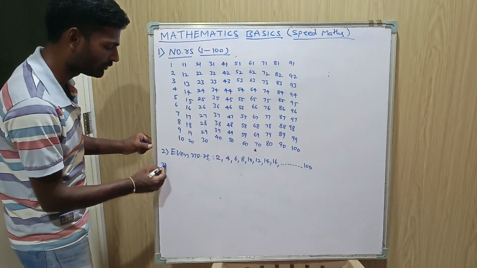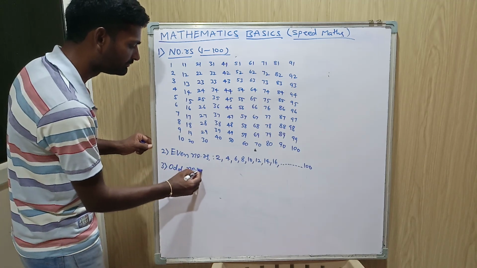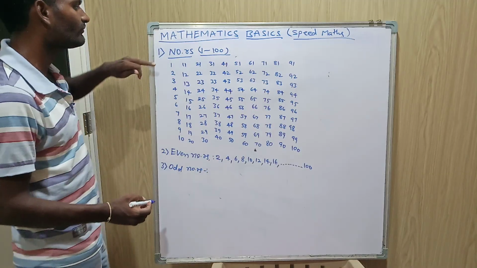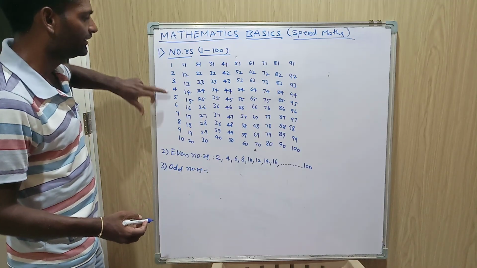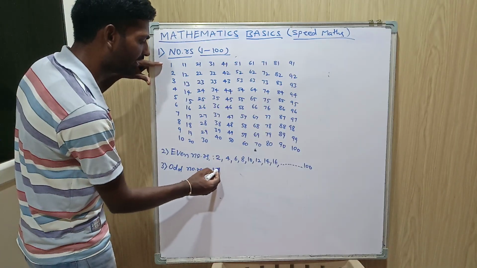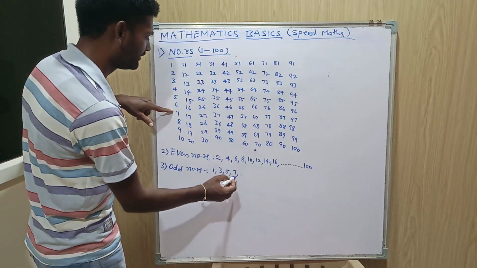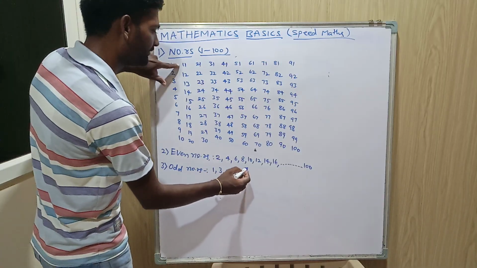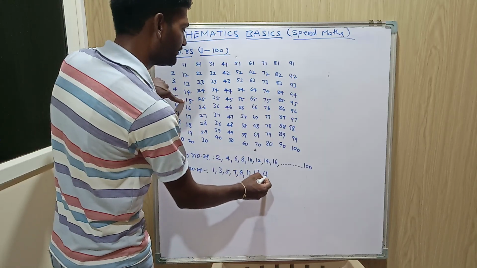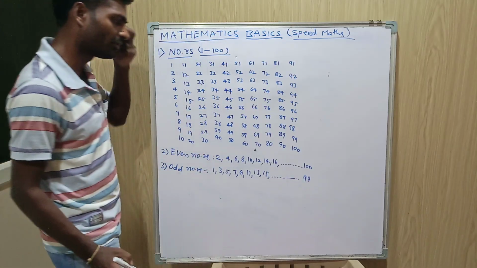Next, point number 3, odd numbers. Odd numbers are 1, 3, 5, 7, 9, and so on. These are called odd numbers. 1, 3, 5, 7, 9, 11, 13, 15, and so on, 19. These are the odd numbers.